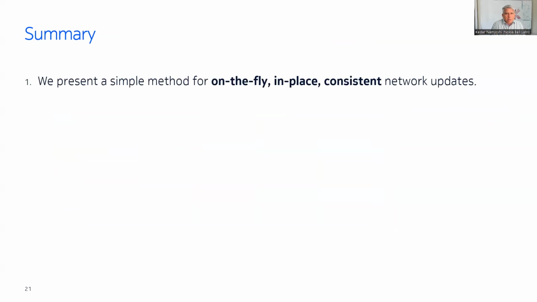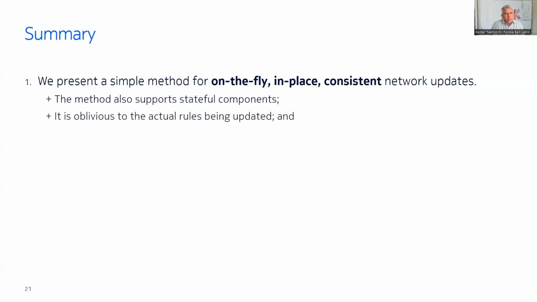Okay. To summarize, we have seen a very simple method for on-the-fly, in-place, and consistent updates. This is the first such algorithm. It actually turns out to be almost trivial to implement. It takes only about 50 lines of P4 code. What I didn't get into was that the method also supports stateful components, like stateful firewalls, in a very natural way. Interestingly, it's oblivious to the actual update, so you don't need to do any analysis of the update rules. You can just run the algorithm. And it can be made resilient to temporary failures.